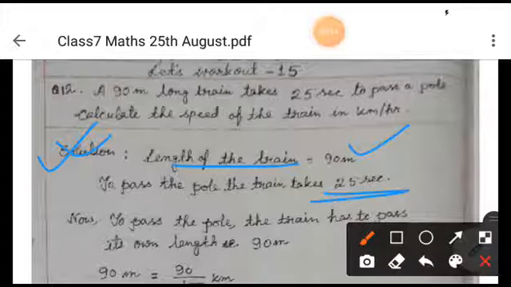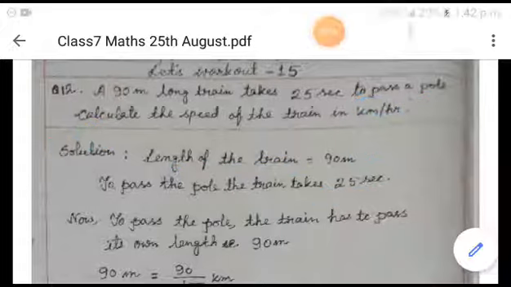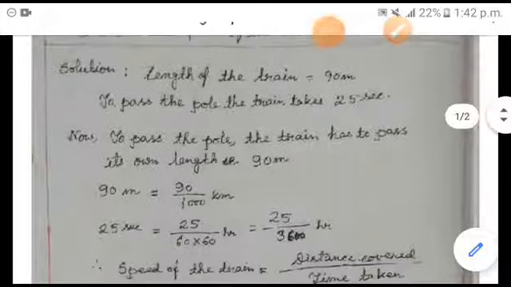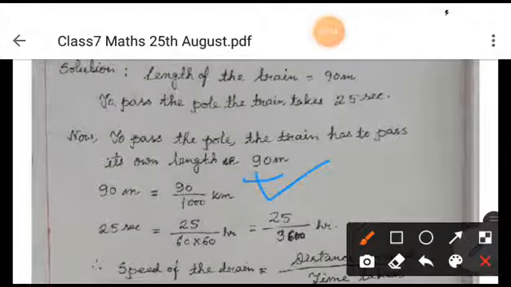Now here in the question, the speed of the train is asked in kilometer per hour. So that means the distance covered has to be converted into kilometer from meter. That is why the distance has been converted from meter to kilometer by dividing with 1000. So after dividing, we are getting 9 by 1000 kilometer. And this 25 seconds has been converted into hours. Why? Because the speed is asked in kilometer per hour. That is why the distance is converted into kilometer and the time is converted into hours.